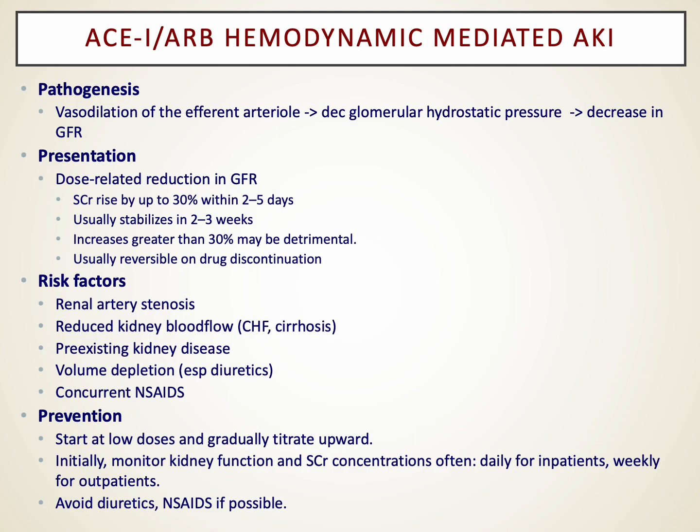So let's look now at ACEs and ARBs, which are probably among the most common of agents that are associated with this hemodynamic-mediated acute kidney injury. And typically, you'll see a vasodilation of the efferent arteriole, a decrease in glomerular head pressure, and a decrease in GFR. And so this is an important concern for us for patients who have ACE or ARBs on board. We see a dose-related, sometimes dose-related effect.